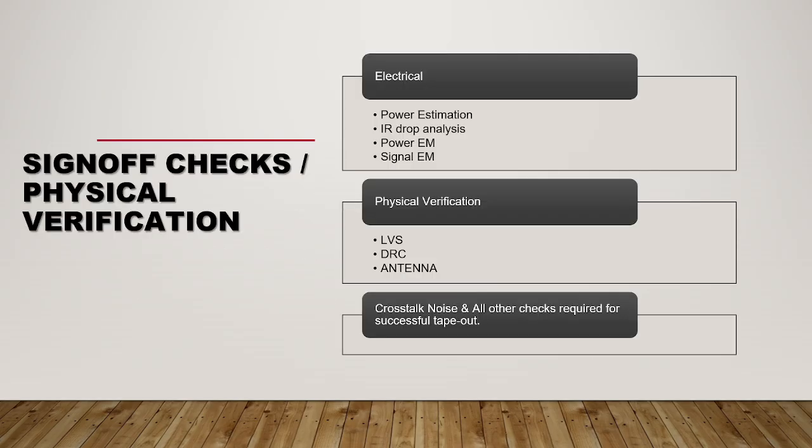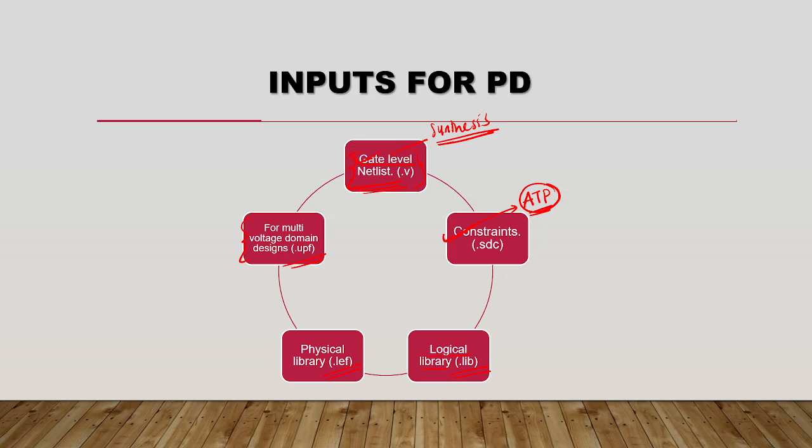Sign off checks and verification means, as I told you, electrical verification, physical verification, and crosstalk. In electrical verification, you need to do power estimation, IR drop analysis, power EM, and signal EM. In physical verification, you need to do layout versus schematic, design rule checks, and antenna checks. All those things will be done in the sign off checks or verification. So this is about all the physical design back end.